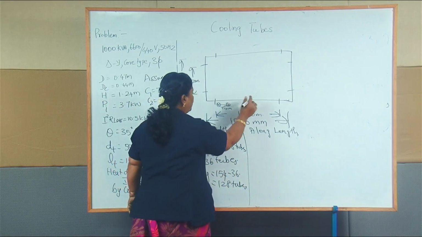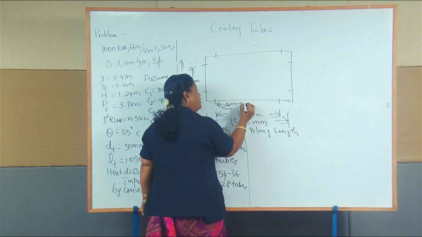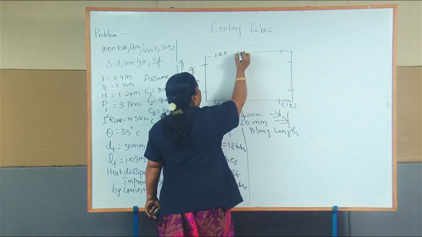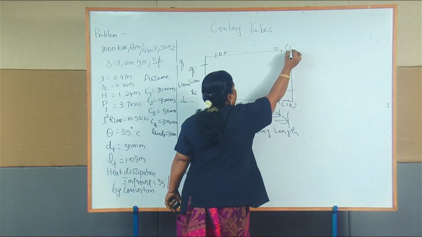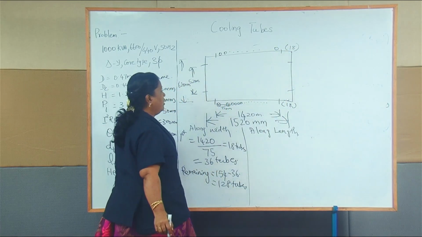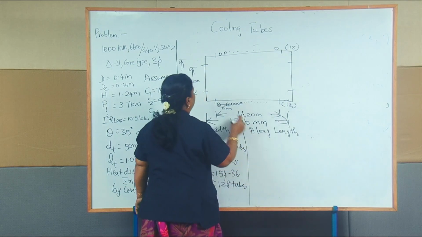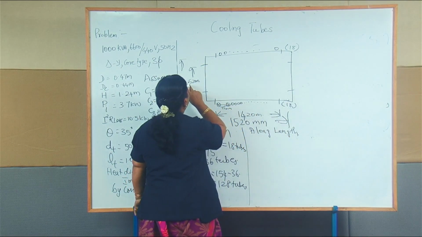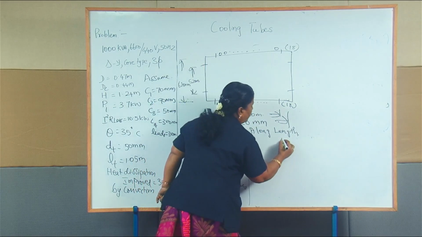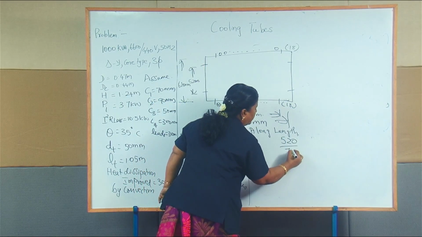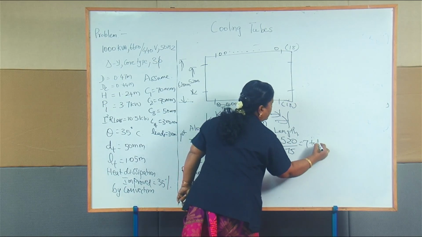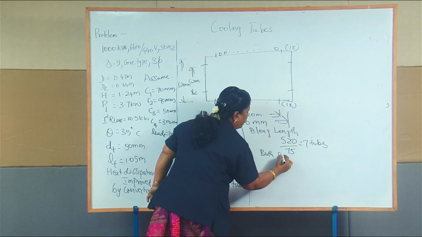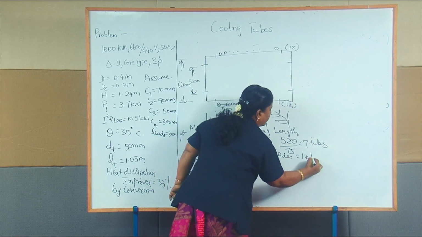So, how to place these tubes? In the first row you place all the tubes along the length, 18 tubes, and here also on the first row, 18 tubes. Okay. Now, along the length we have to calculate. Along the length it is 0.62 and the 100 clearance we have given. So, it is 520 divided by 75, you will get around 7 tubes. So, in the first row on both sides we will have 7 plus 7, 14 tubes.